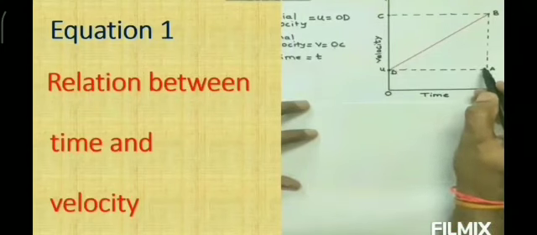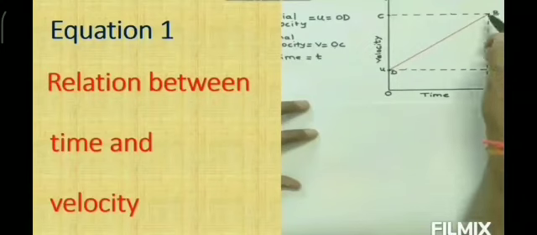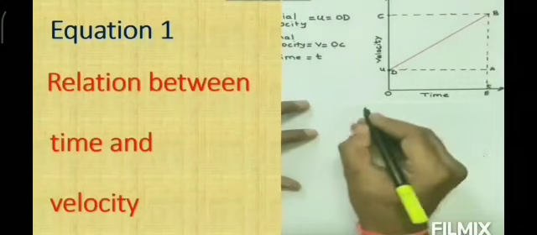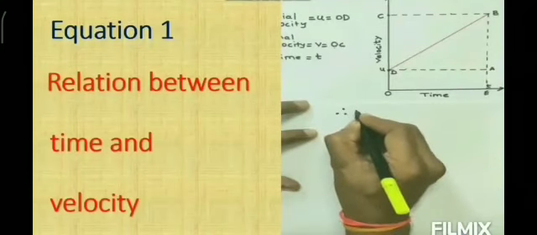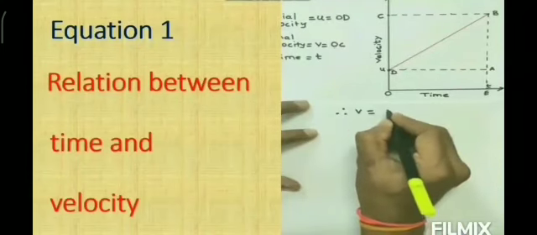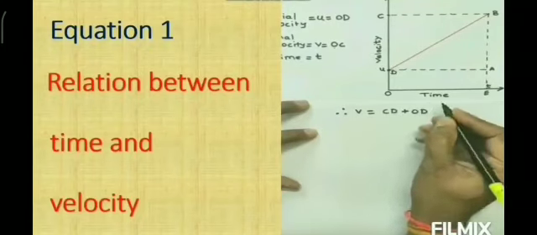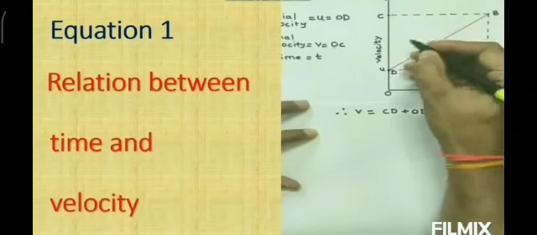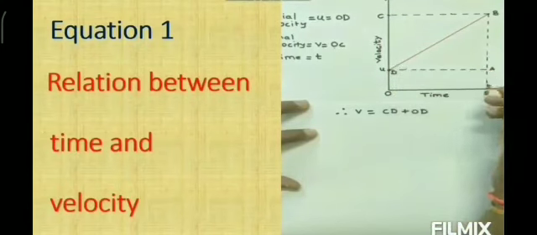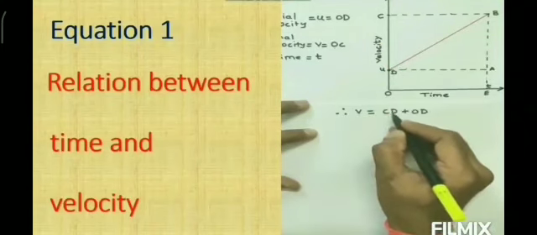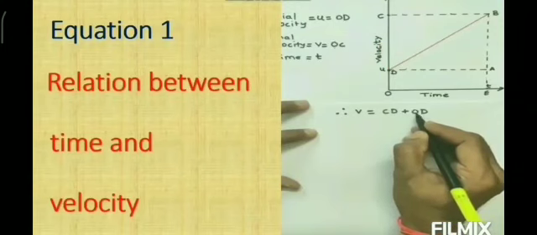From the graph, BE is equal to AB plus AE. BE is the final velocity. Therefore, we can write, V is equal to CD plus OD. Why? Because AB is equal to CD and AE is equal to OD. That is why we can write V is equal to CD plus OD.